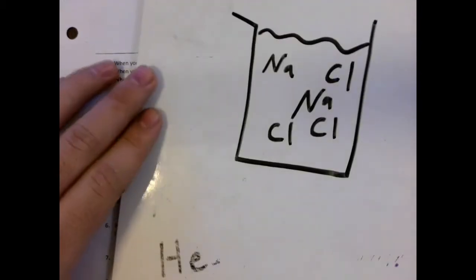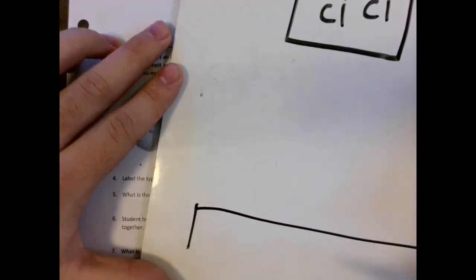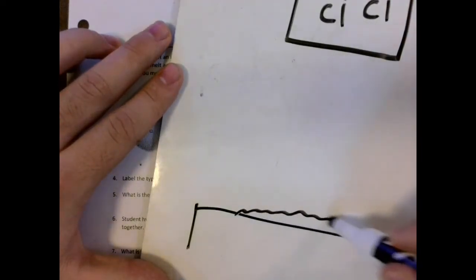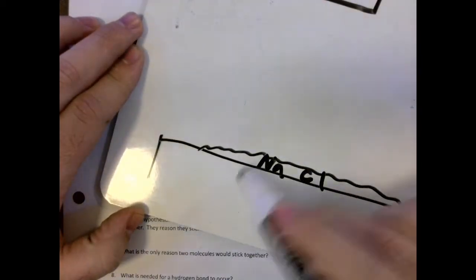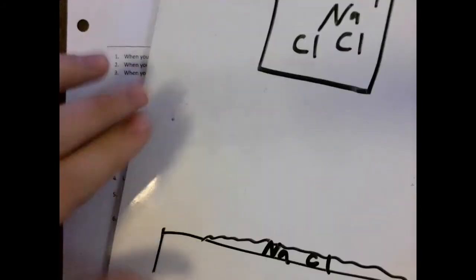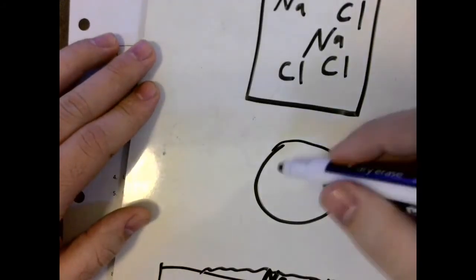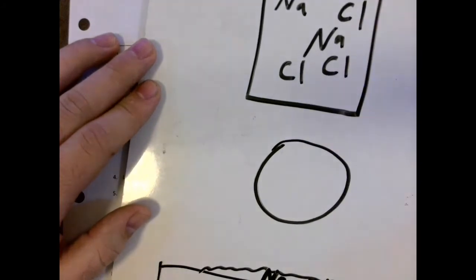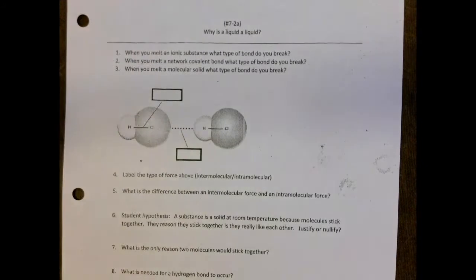If I poured that out onto a tabletop, which I wouldn't recommend because sodium chloride is extremely hot when it's molten, well, then it's just going to form a puddle with no definite shape. And it's still going to have those Na's and Cl's floating around each other. If it was in space, it would form a perfect circle. It would just hold itself together in a perfect circle. Okay, so that's our real big difference.